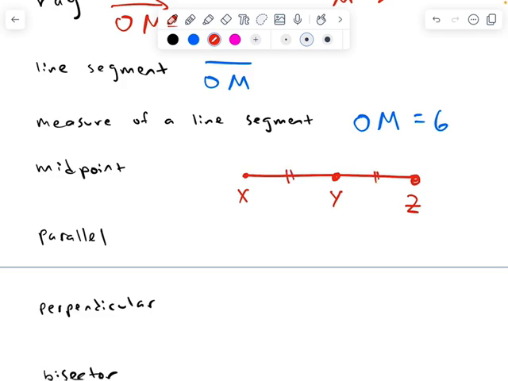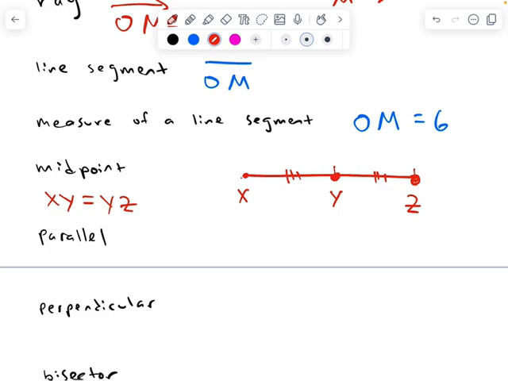So you might have 2 ticks or 3 ticks, it doesn't matter, as long as this is the same as this. As long as you see the same symbol, then you know that XY is equal to YZ. That means the distance from X to Y is the same as the distance from Y to Z, and that means that Y is the midpoint. So Y is the midpoint because it cuts it into 2 equal segments.